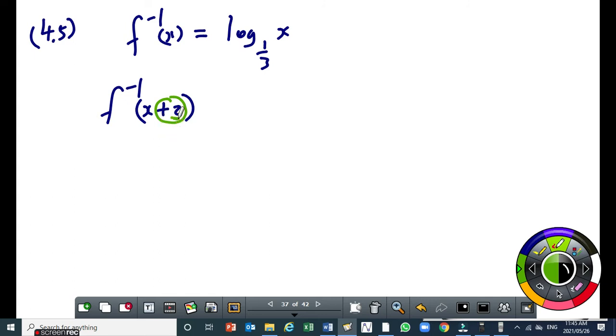The logarithmic function can be moved to the left or to the right. So the question is, based on your understanding from grade 11, what does that plus 2 mean? To the left or to the right? To the right. No. To the left. It's the opposite of what you think. So this means log base a third of x plus 2.